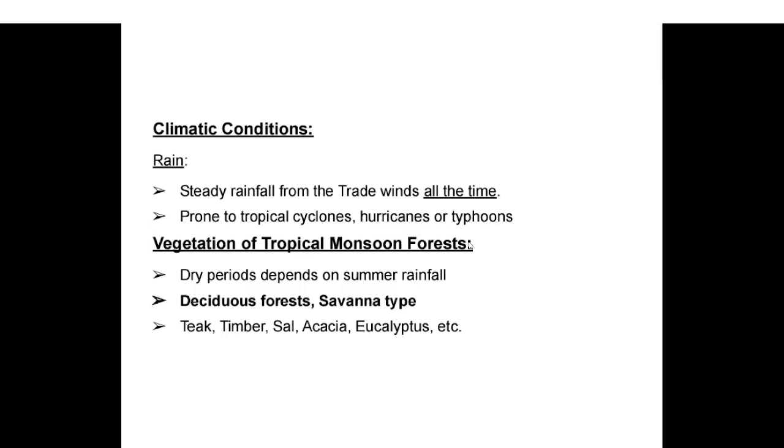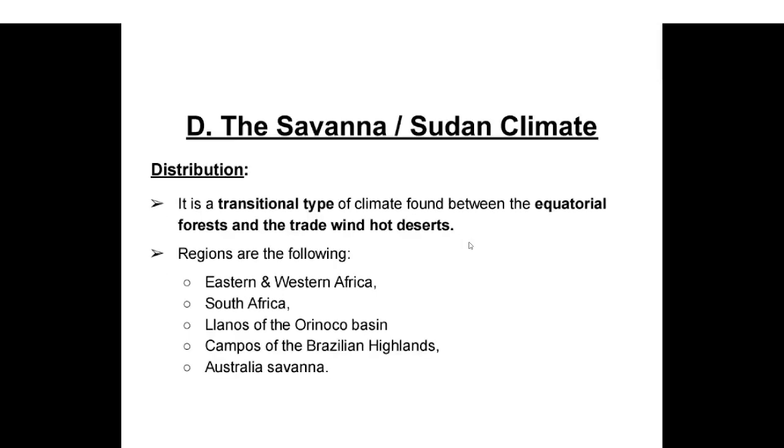Vegetation of the tropical monsoon forests: dry periods depend on summer rainfall. Deciduous forest, savanna type. Teak, timber, sal, acacia, eucalyptus, etc. are found. The savanna or Sudan climate is a transitional type of climate found between the equatorial forests and the trade wind hot deserts. Regions are Eastern and Western Africa, South Africa, Llanos of the Orinoco Basin, Campos of the Brazilian highlands, and Australian savanna.